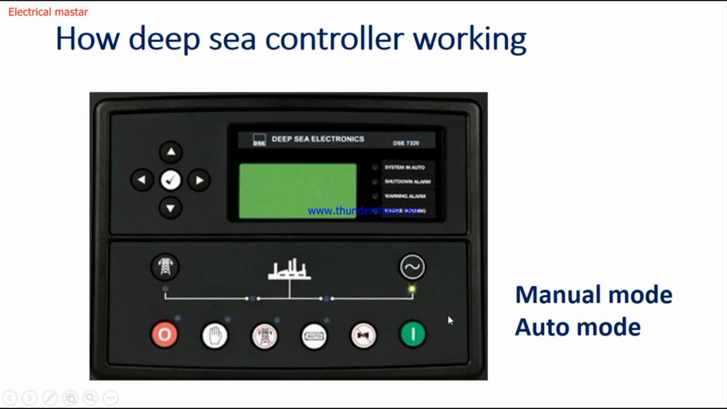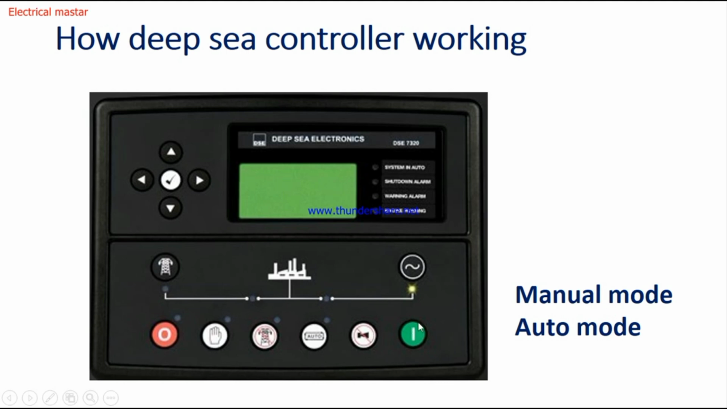Whenever we start in the manual mode, we need to press this green button to start the generator. Now I will explain how we can start the diesel generator in manual mode. For manual mode operation, just turn on the control breaker and press this hand symbol. If you press this hand symbol, the display will show generator in manual mode.